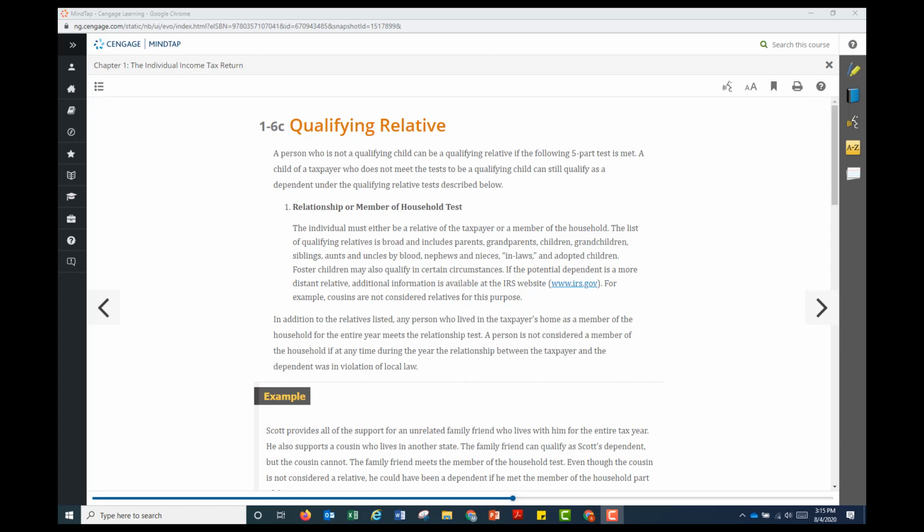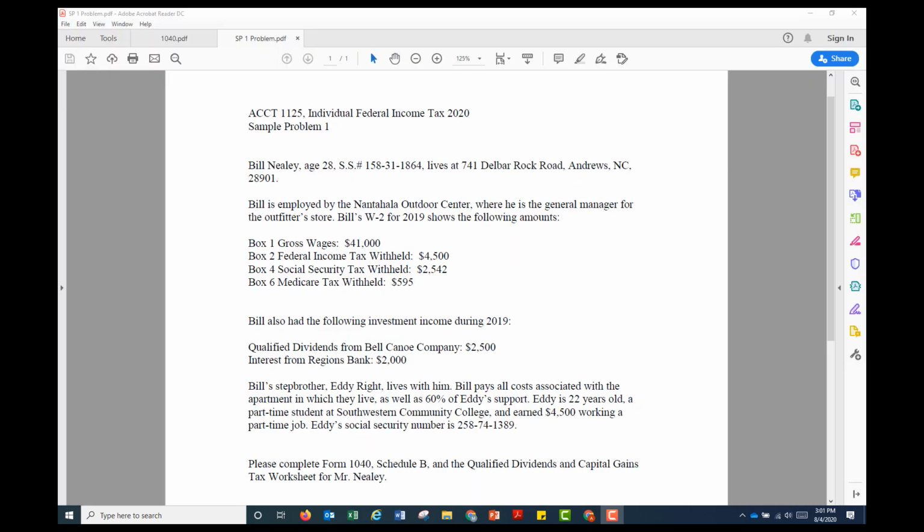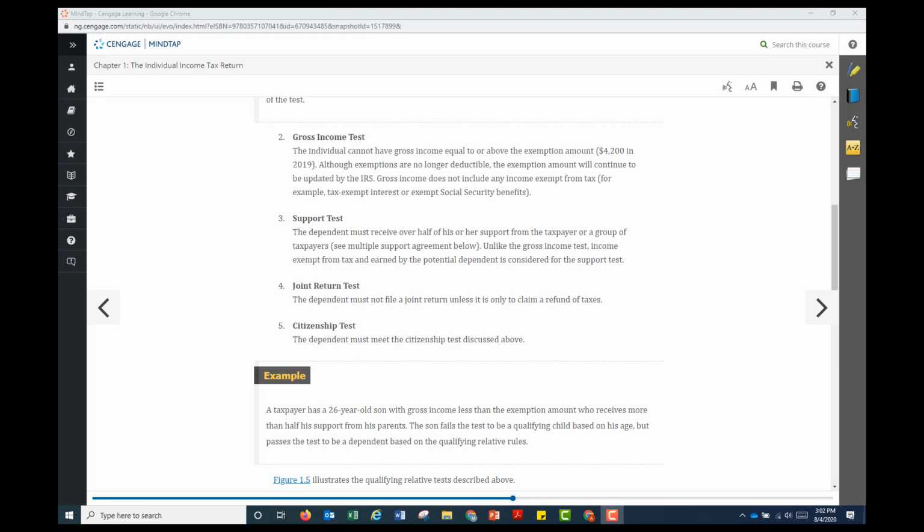Now keep in mind that for a qualifying relative, it does not have to be a relative. It could be anyone that is a member of the household that lives with the taxpayer for the entire year. Gross income test. The individual cannot have gross income equal to or above the exemption amount, which is $4,200 in the year 2019. The problem says that Eddie earned $4,500 working a part-time job. So Eddie makes higher than the threshold limit of $4,200. Therefore, Eddie cannot be a qualifying relative.